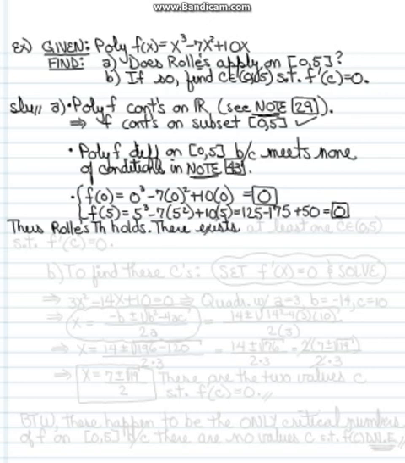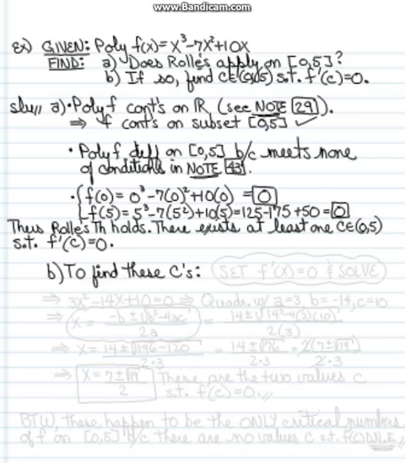And what does it say? It says there's going to be at least one x value, x equals c, on the open interval from 0 to 5, which means somewhere between 0 and 5, such that the derivative evaluated at that x value c will give you 0. Flat tangent.